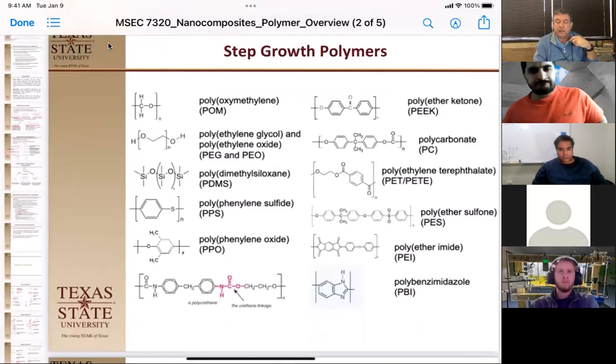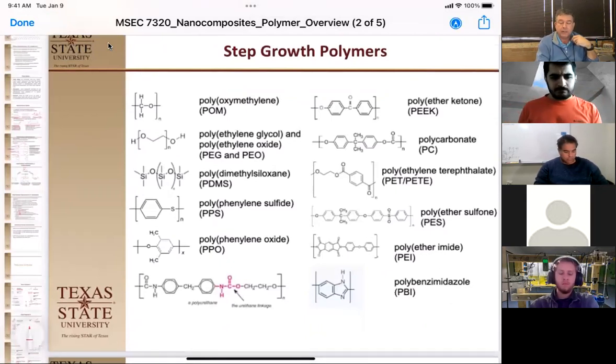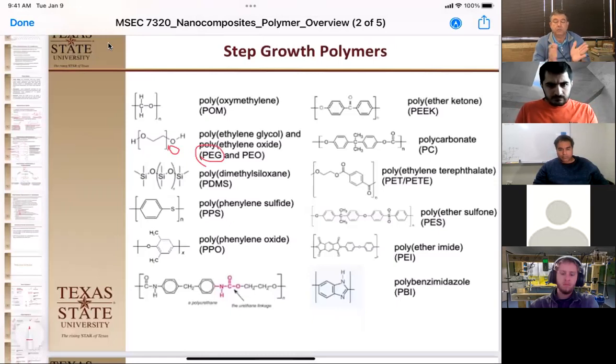Then there's polyethylene oxide or polyethylene glycol. You may have heard it called PEG. PEG tends to have some number of units here, like it can be 100 molecular weight, 1,000 molecular weight, 10,000 molecular weight, but it typically has an OH group, a functional group at the end. PEO tends to only have functional group on one side versus the other.